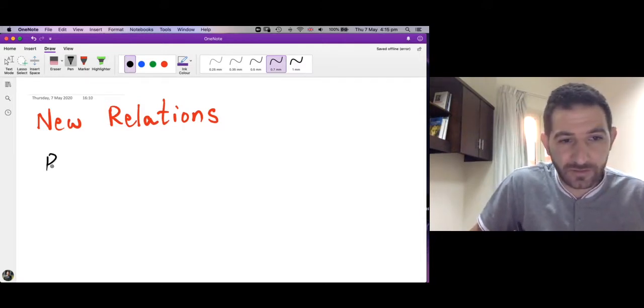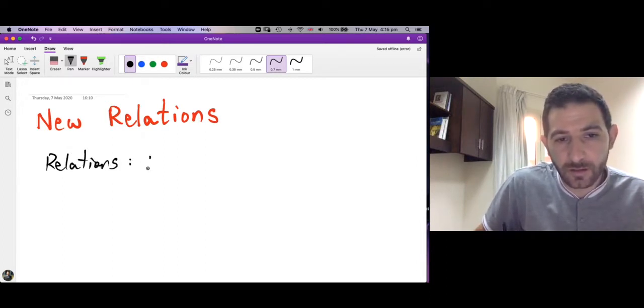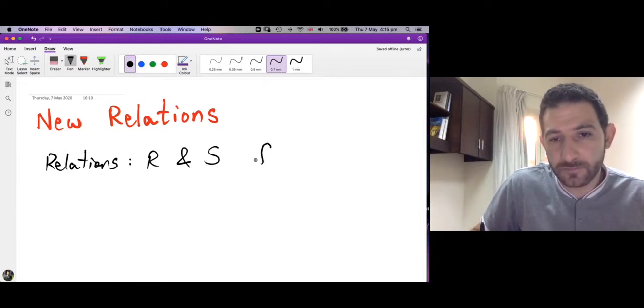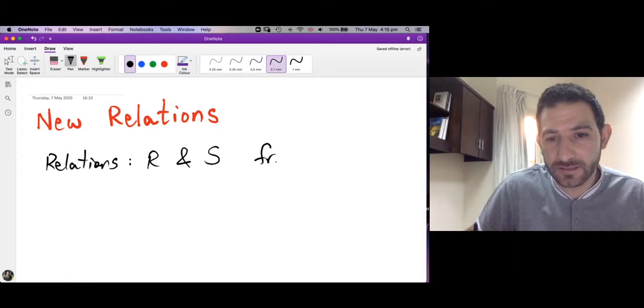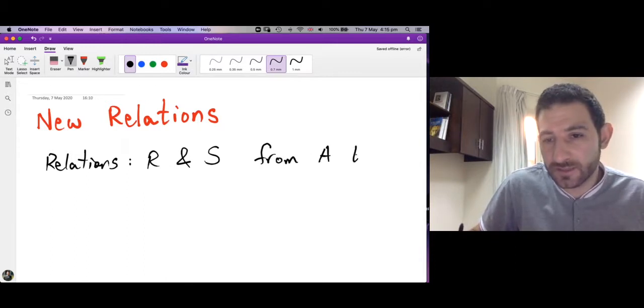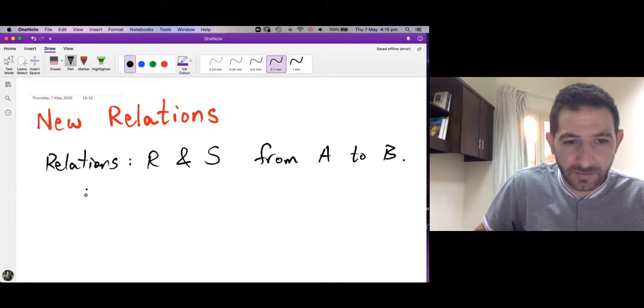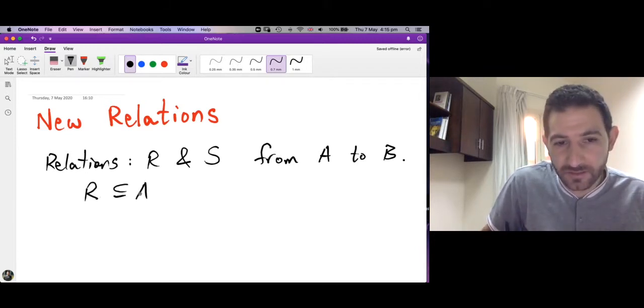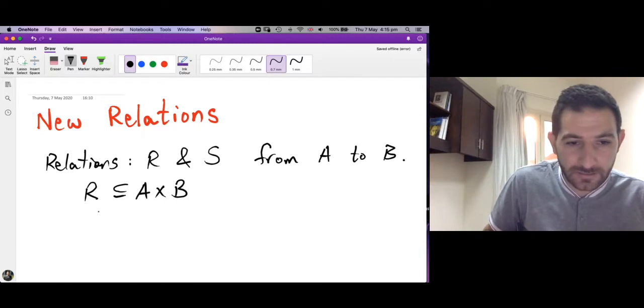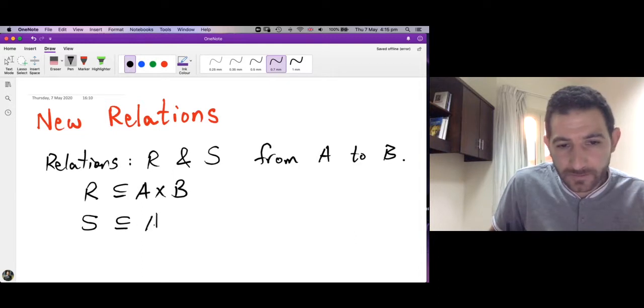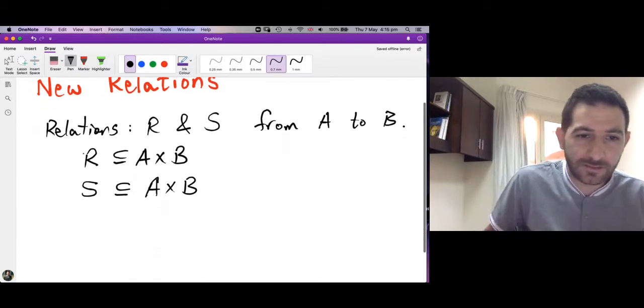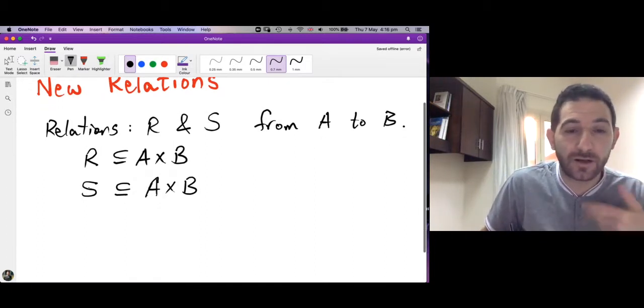Suppose we are given relations R and S from a set A to a set B. What does this mean? It means, by the definition of a relation, R is a subset of the Cartesian product A cross B, and S is also another subset of A cross B. So we have two sets R and S whose elements are pairs from A cross B.